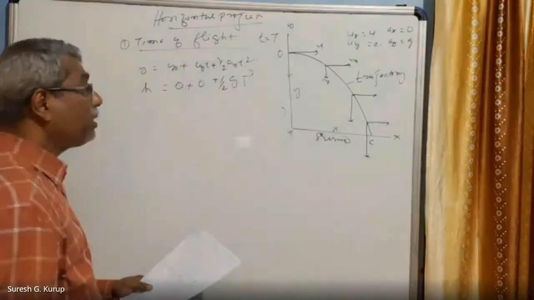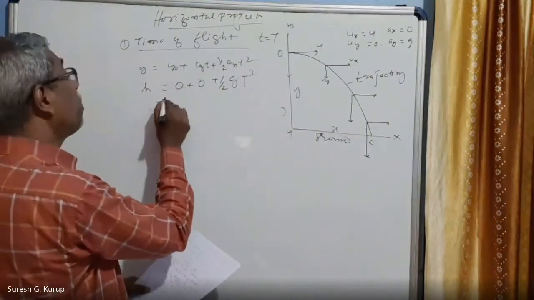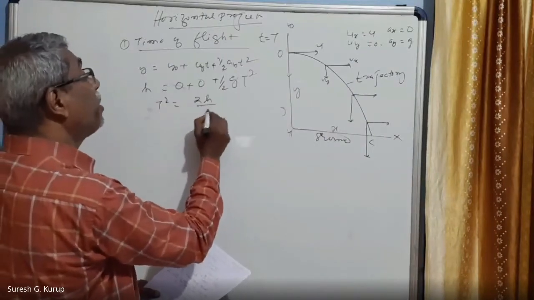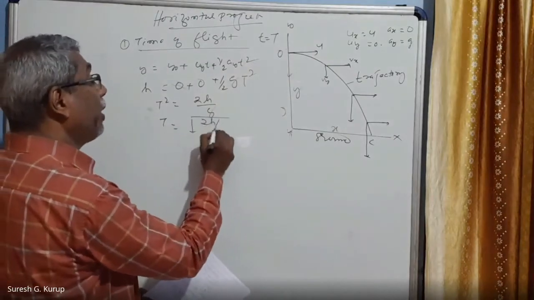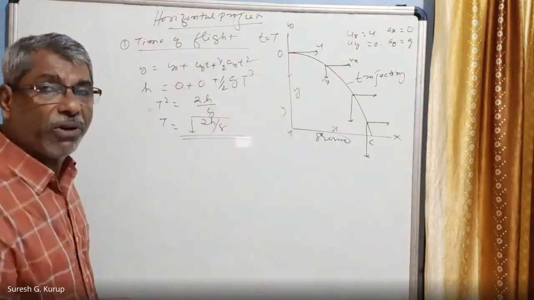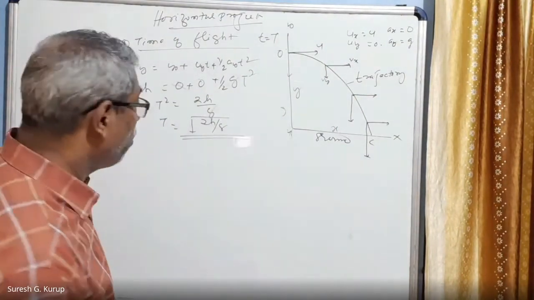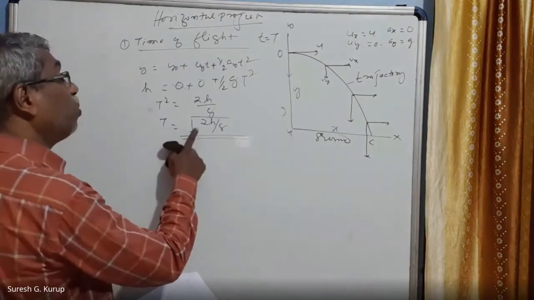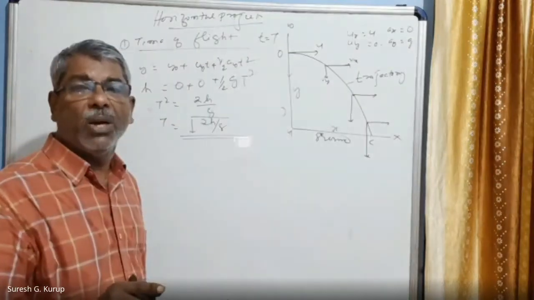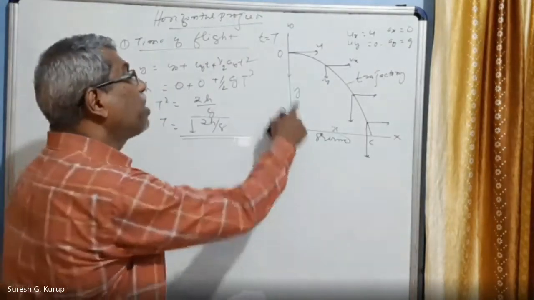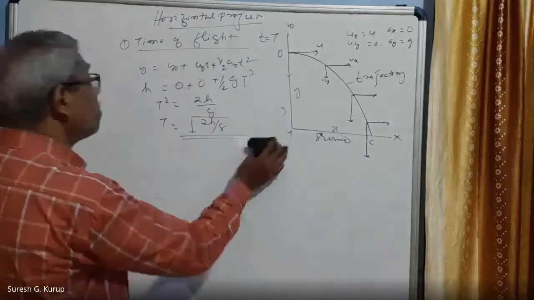So therefore, taking t equal to capital T, we got h is equal to this value. Therefore, T square is equal to 2h divided by g, or T is equal to root of 2h by g. This is the time of flight of a horizontal projectile. That is also done. Time of flight of a horizontal projectile is T equal to root of 2h by g. What is h? h is the height from the surface of the earth from where the body was projected. Right? So time of flight is also done.